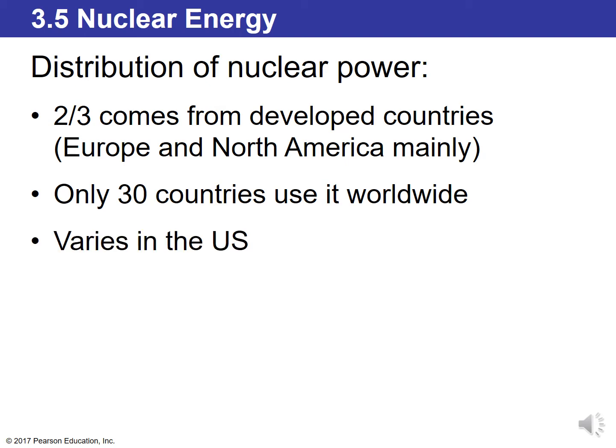In the United States, this varies from state to state. Vermont actually uses 70% nuclear power for electricity. Connecticut, New Jersey, and even South Carolina use it for about 50% of their electricity. And then there are some states, about 20, that don't have nuclear power plants at all. And so the distribution is not even.